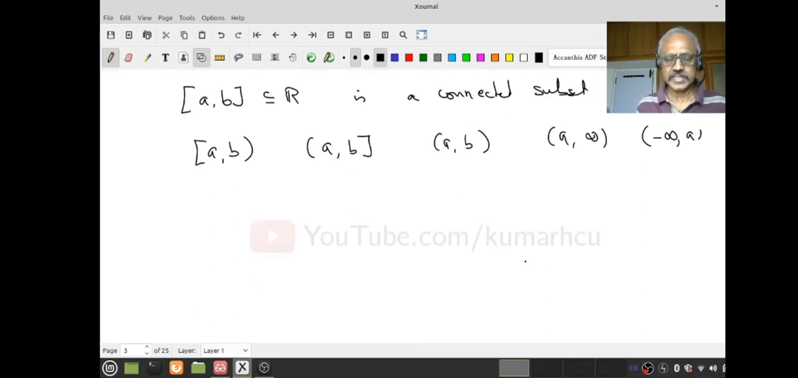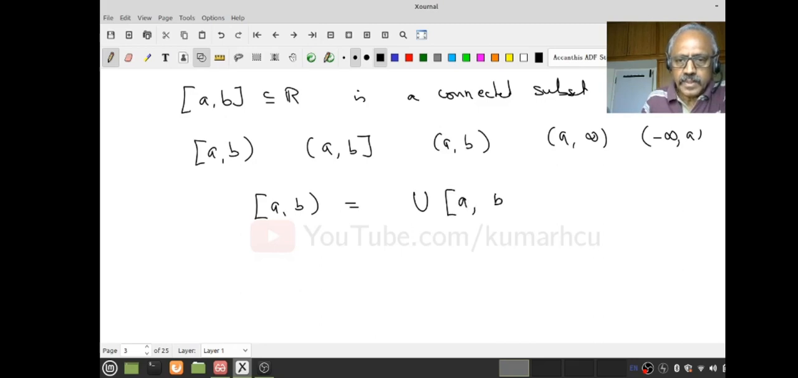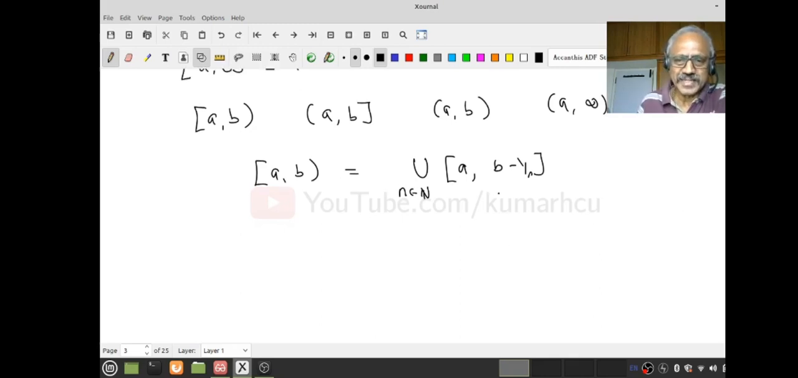The proof is very easy. Let us look at, for example, [a, b). Now do you see that this is the union of [a, b minus 1 upon n]? There are certain subtle points. It will be nice to say this is good enough, and all of you will agree. The first thing is, why this union? This is by the Archimedean property.